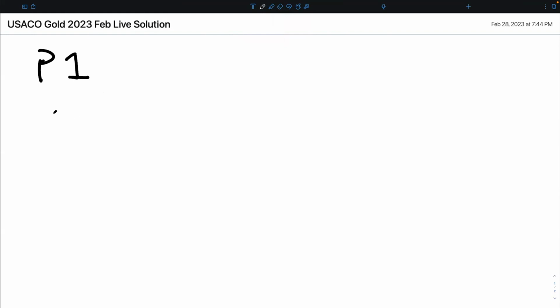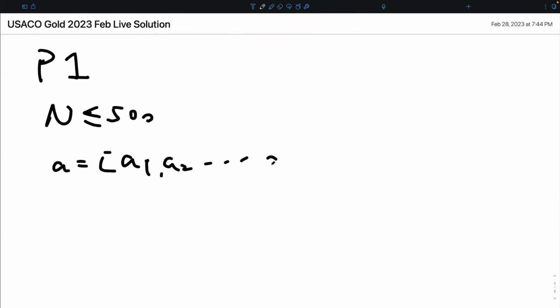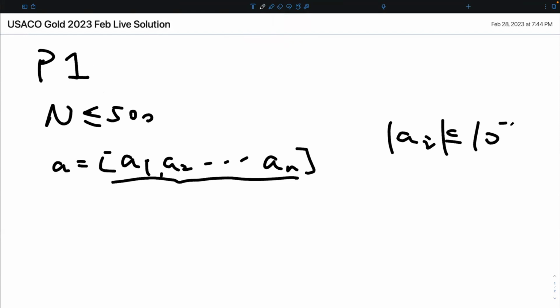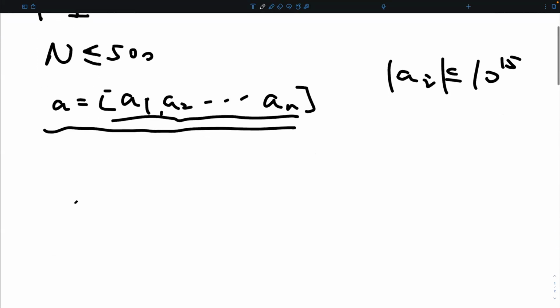Essentially, you're given an array of length n, where n is smaller or equal to 500, and the array is a1, a2 to an. Each value could be quite large, ranging from negative 10 to the 15th to positive 10 to the 15th. They have a restriction on the input saying that all the continuous subarrays have different sums.